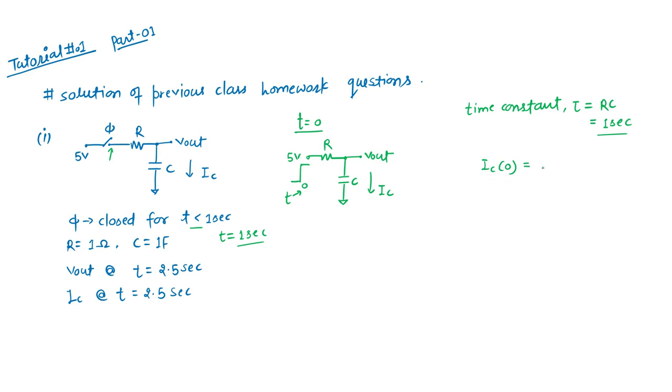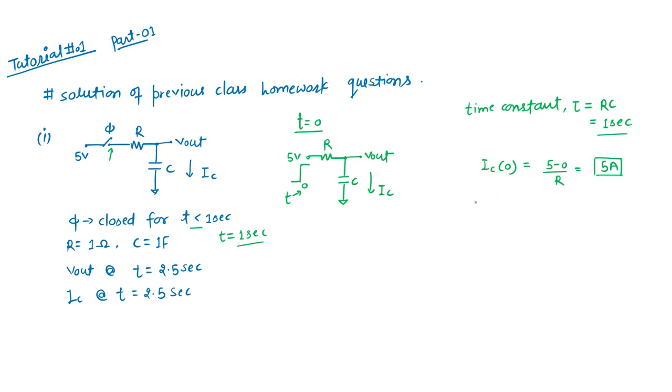So IC0 is simply because I'm considering my capacitor to be shorted. So 5 volt minus the capacitor voltage, which is nothing but the output voltage, divided by R. So it is 5 by R, where R is 1 ohm here. So it means 5 volt, sorry, 5 ampere. This is my initial current, and this initial current will charge.